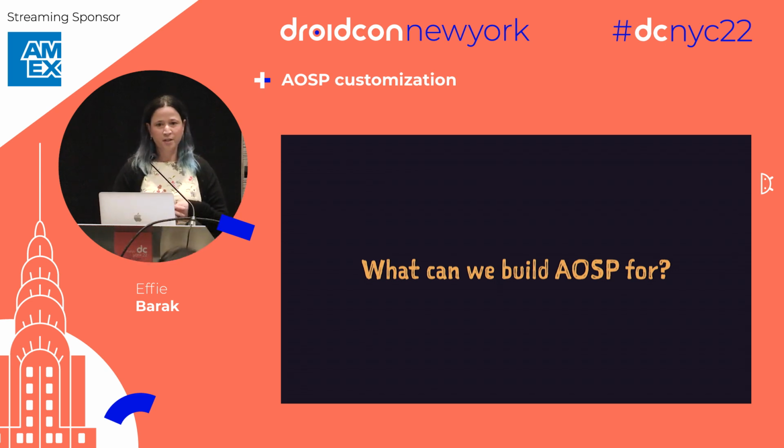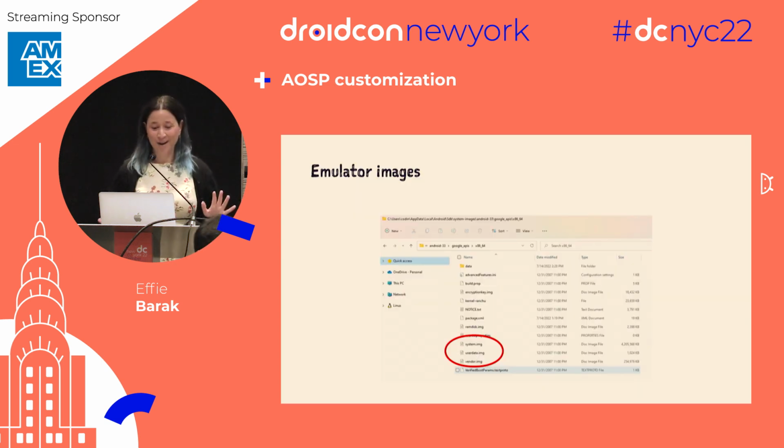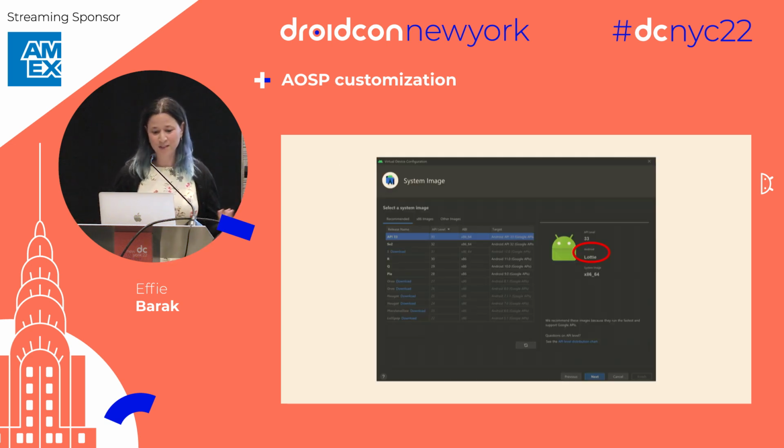So say I am not working at Samsung, and I want to still customize AOSP. What can I build for just out of the box? The first and easiest answer is the emulator. For the emulator, we don't need any of the hardware stuff because it's all emulated. We can build for the emulator by just pulling AOSP code and just using it as is.